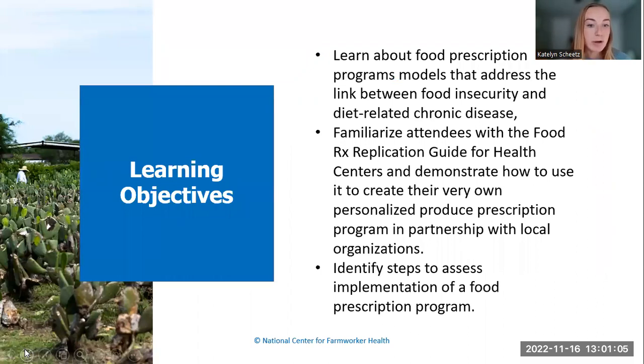During today's webinar, we're going to learn about food prescription program models that address the link between food insecurity and diet-related chronic disease. We'll hopefully familiarize you all with the Food Rx Replication Guide for health centers that we developed and demonstrate how to use it to create your very own personalized produce prescription program in partnership with your local organizations in your community. And we're going to identify steps to assess the implementation of a food prescription program.